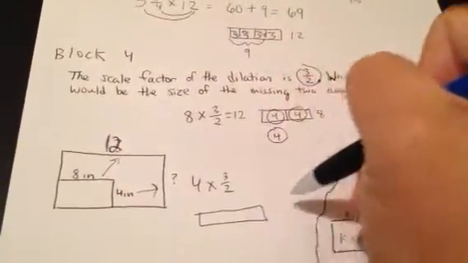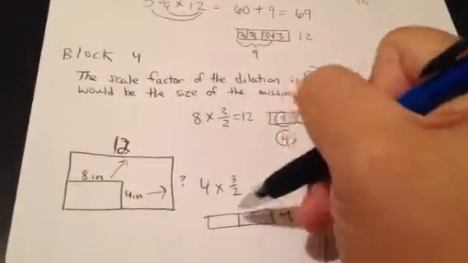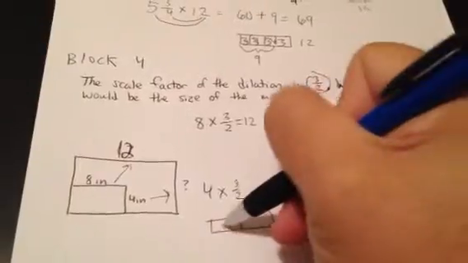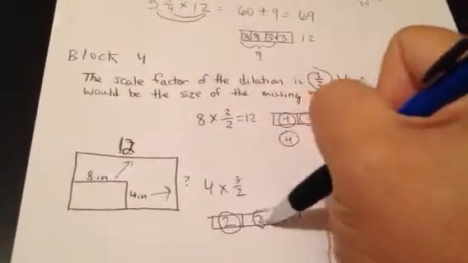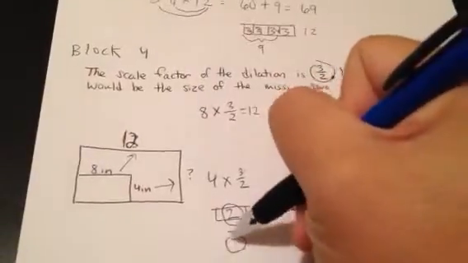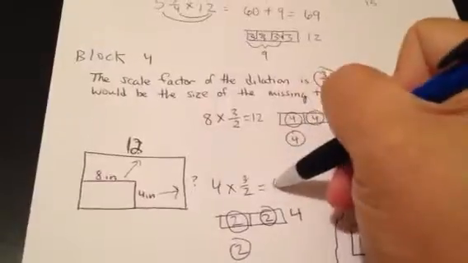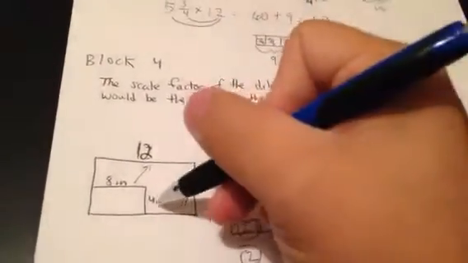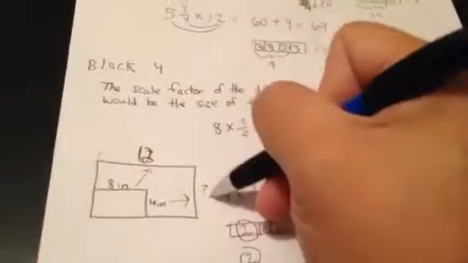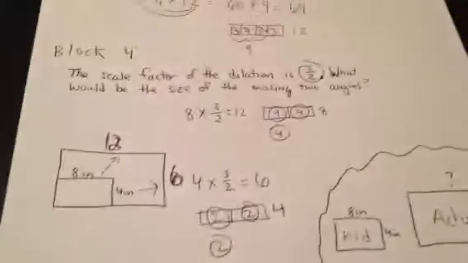So I know the value of the tape diagram is 4. I have half. 4 split into 2 parts is 2. I need 3 of those parts. 1, 2. Let's do another one. 3. 2 times 3 is 6. So I know the value of this is going to be 6. When the 4 grows up using 3/2, it is going to become 6. So that's technically our answer.